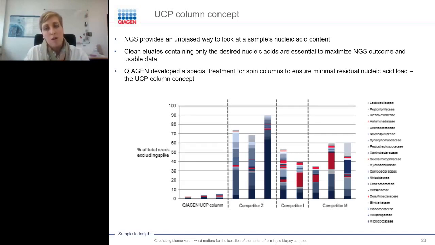So what now a lot of our columns are undergoing is the UCP treatment. That is a special production treatment which ensures ultra clean membranes that are only containing minimal contamination, so to say, and significantly reduce the amount of exogenous nucleic acids, as you can also see here by the lower graph, where we are comparing the QIAGEN UCP columns compared to columns from other providers.